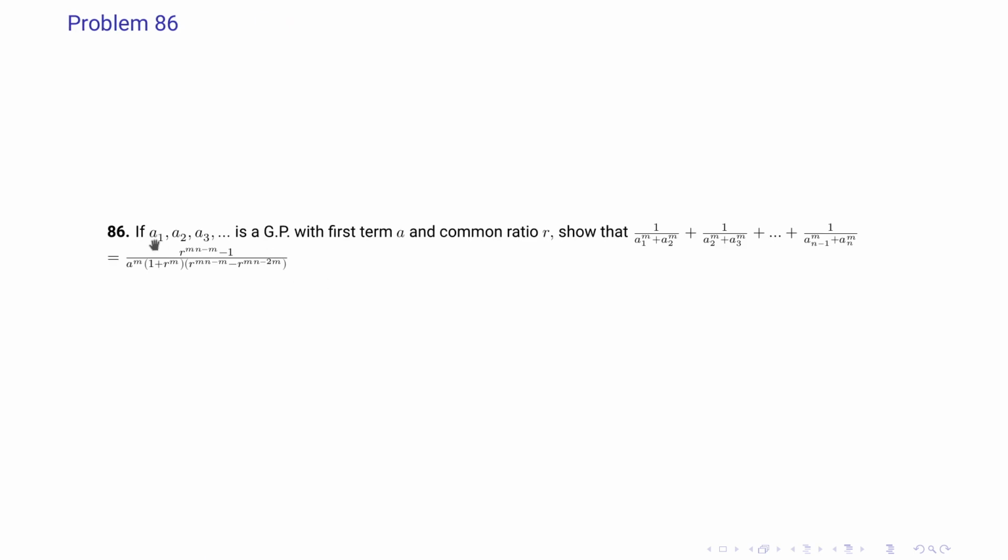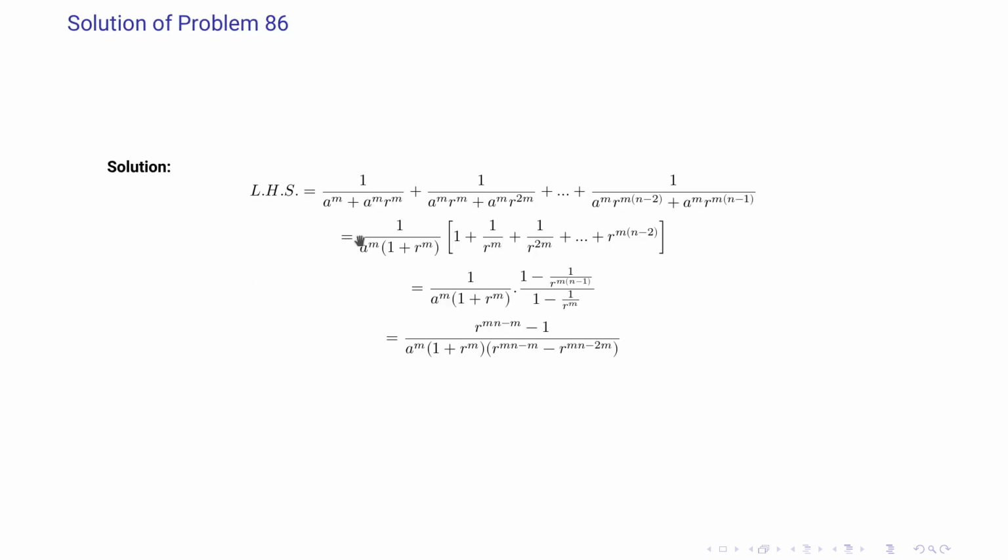Problem 86 says that if a1, a2, a3 and so on is a GP with first term a and common ratio r, so that 1 by (a1 to the power m plus a2 to the power m) plus 1 by (a2 to the power m plus a3 to the power m) and so on up to 1 by (a n minus 1 to the power m plus an to the power m) is equal to r to the power mn minus m minus 1 divided by a to the power m into (1 plus r to the power m) multiplied with (r to the power mn minus m minus r to the power mn minus 2m). This is similar to the previous problem. It just looks difficult, but it is a very easy problem.